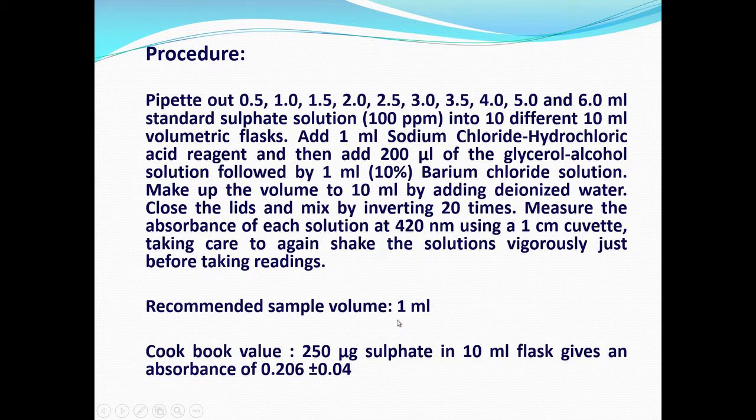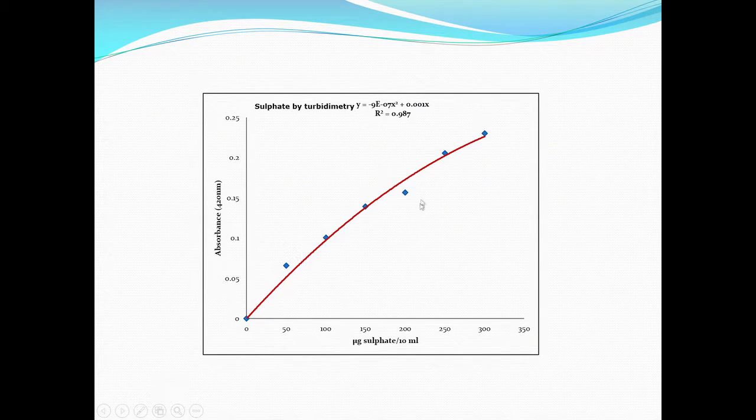So, the recommended sample volume is approximately 1 ml, because the concentration may vary from 25, 50, 100 like that. And then the cookbook value: we have prepared a cookbook value for 250 microgram of sulphate in 10 ml, that is about 25 ppm. That should give you an absorbance of about 0.206 plus or minus 0.04. That means the allowance here, plus or minus 0.04, indicates that for turbidimetric methods you should keep a larger allowance for accuracy. So, this is a method.